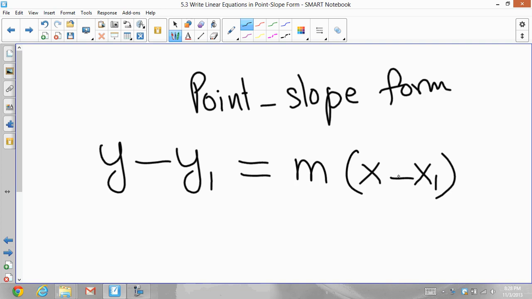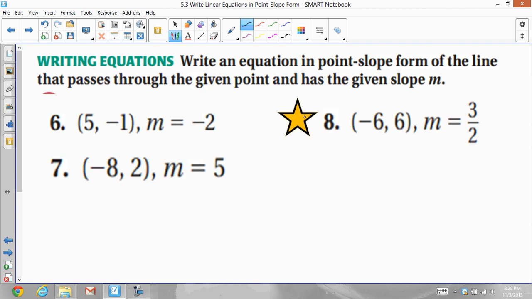And copy this down. The point-slope form, the formula is y minus y1 equals m times x minus x1. And make sure that you have the parentheses for this. So y minus y1 equals m times x minus x1. And make sure that your m multiplies everything. And memorize this formula.